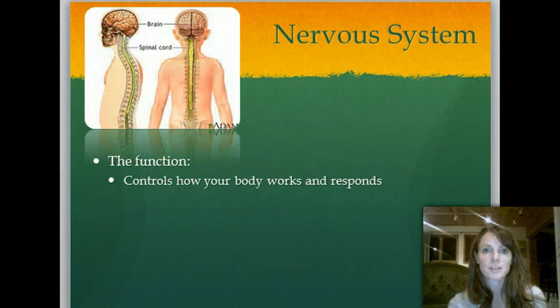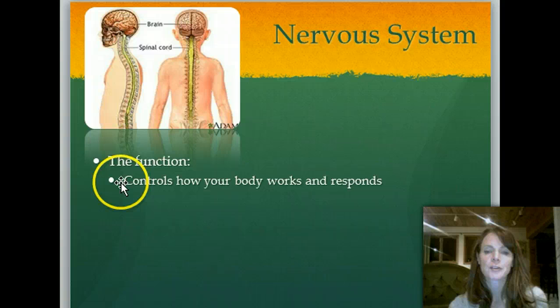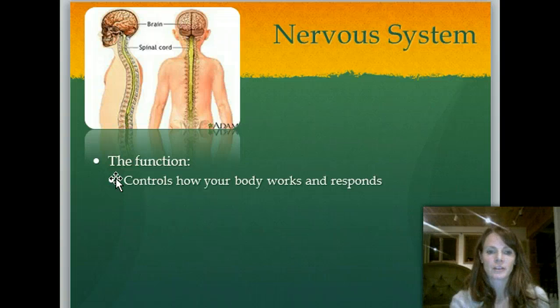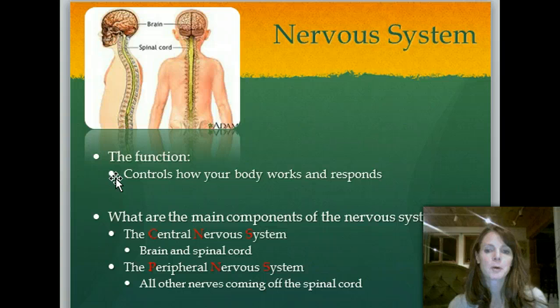I'm not going to try and be too lengthy, but the nervous system, the function is that it controls how your body works and responds. Ultimately, everything that we do, from using our muscles to sensing different things in the environment, is all due to our nervous system. So the main components of the nervous system: you have the central nervous system, which sometimes we call CNS. That's the brain and the spinal cord. So anytime you're asked what's the central nervous system, that's it, the brain and the spinal cord.